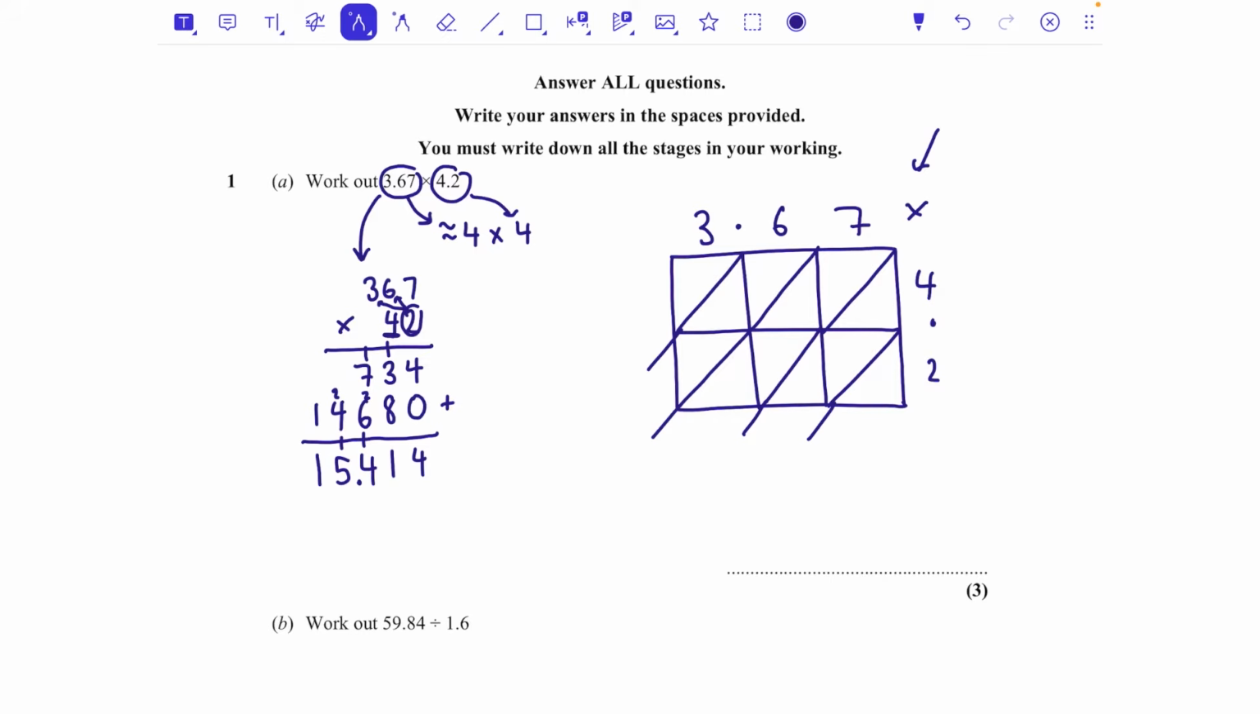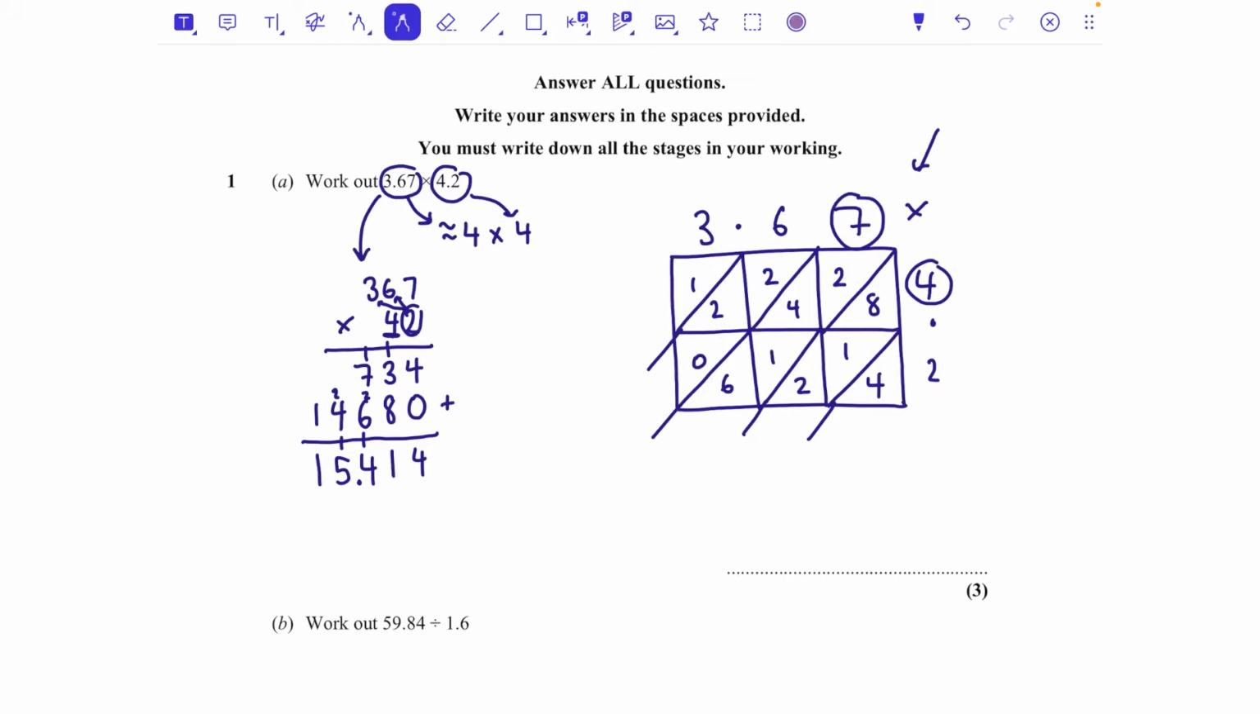So we're just going to do the number at the top times the number at the side. So 7 times 4 is 28. So I'm going to put 28 like that. 7 times 2 is 14, so that goes like that. 6 times 4 is 24. 6 times 2 is 12. 3 times 4 is 12. And 3 times 2 is 6.